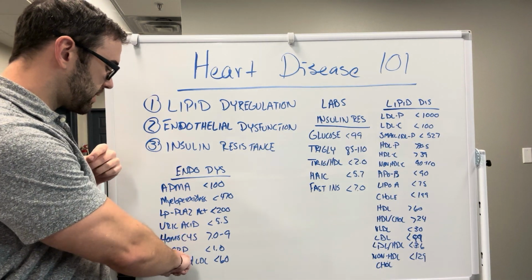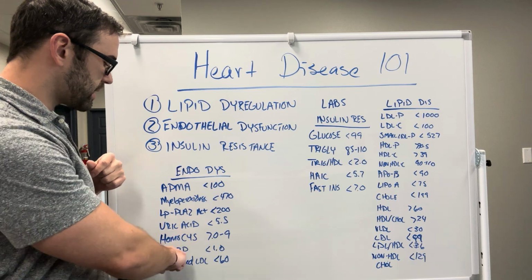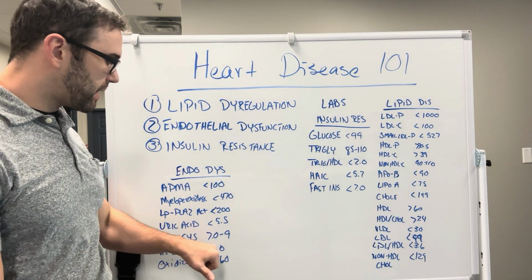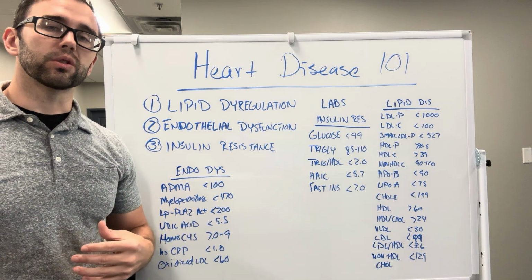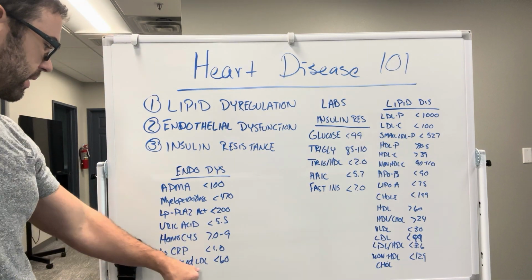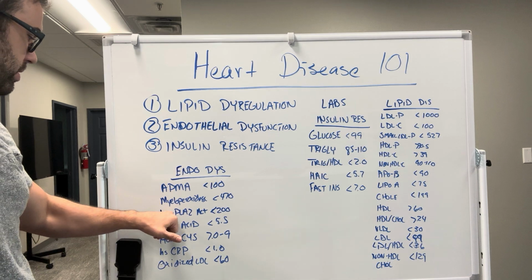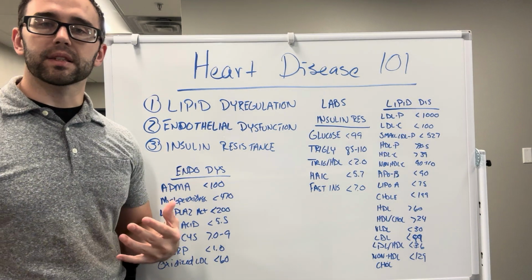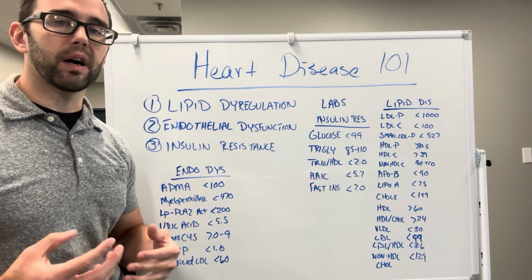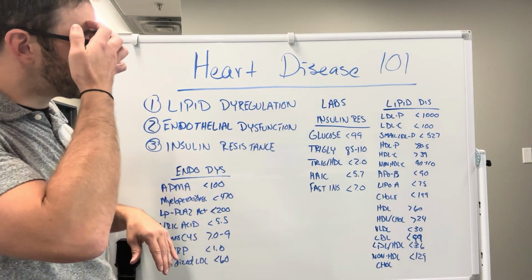High sensitivity CRP, this is C-reactive protein. You want it to be less than 1. Anything greater than that indicates an inflammatory issue going on in your body. And then oxidized LDL is very similar to this, but you want this to be less than 60. That comes back to that oxidation rust issue in your body. So you want that to be low as well.